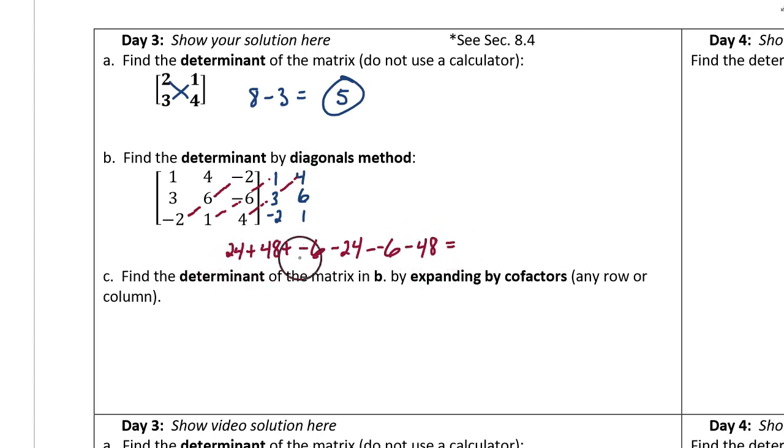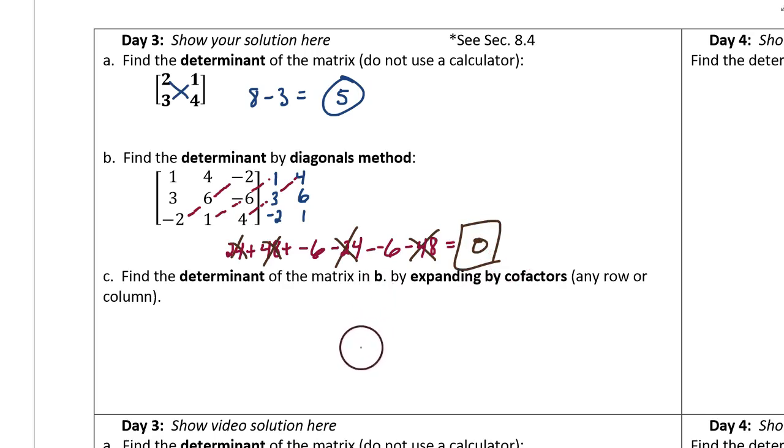The only thing left to do is to simplify this all out. Positive 48 and negative 48 cancel out. Positive 24 and negative 24 cancel out. Negative 6 minus negative 6 is 0. So the determinant of this one is 0.